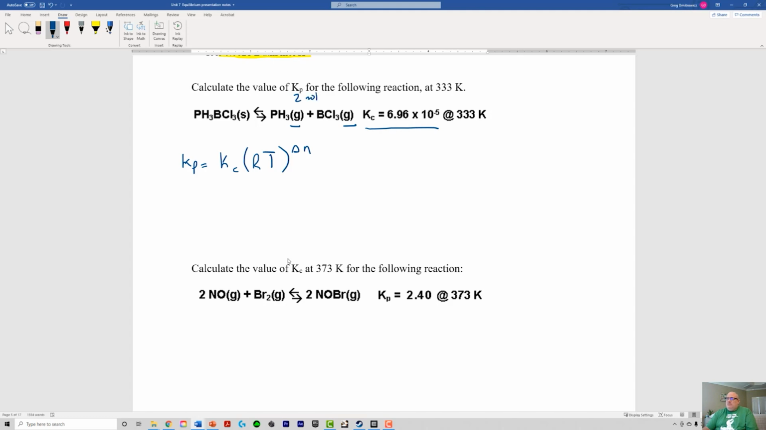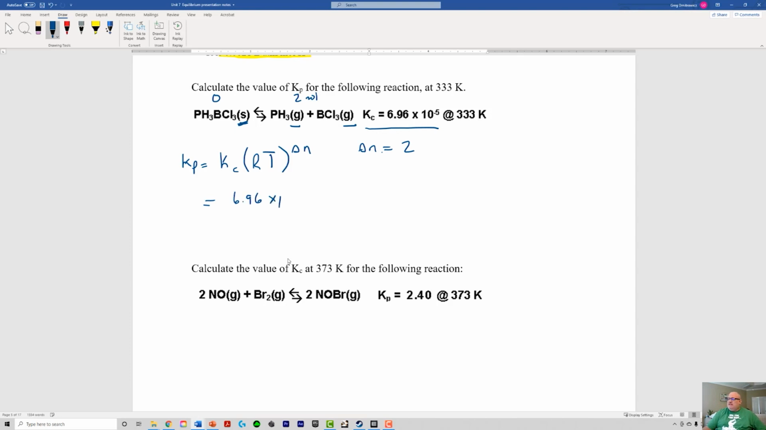So we have 2 moles of gas on this side. On this side, check this out, this is a solid, right? So we have 0 moles of gas on this side. If we take our products minus our reactants, our change in n in this case is going to be 2, because our product moles of gas minus our reactant moles of gas is 2. Then we're just going to plug everything into our equation.